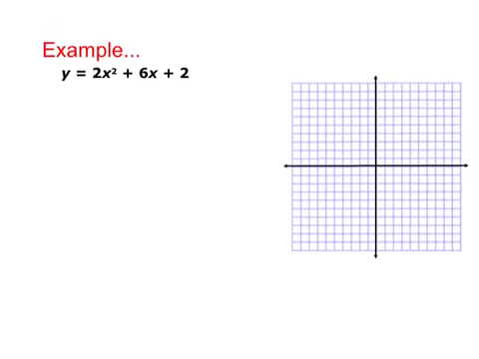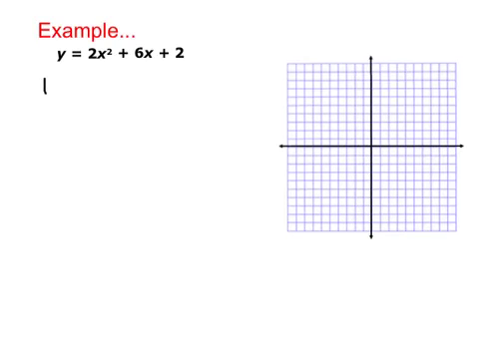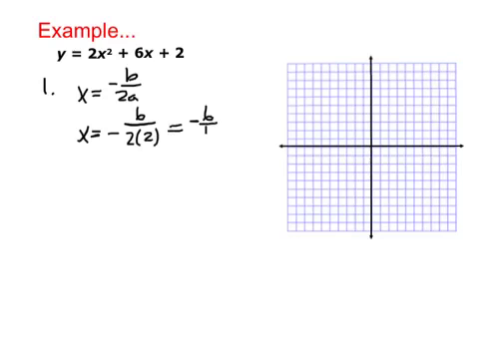So the first thing that we need to do is find our line of symmetry. So we use x is equal to negative b over 2a, which is negative, our b is 6, over 2 times 2, which ends up equaling negative 6 over 4, which is negative 3 over 2, or negative 1.5, or negative 1 1/2.